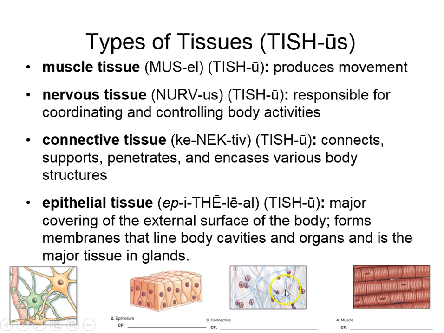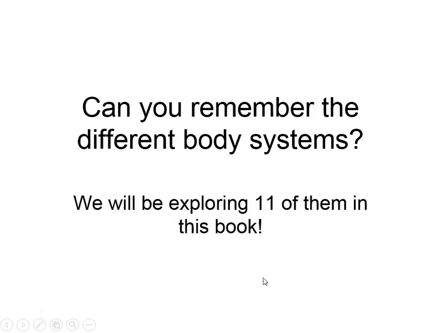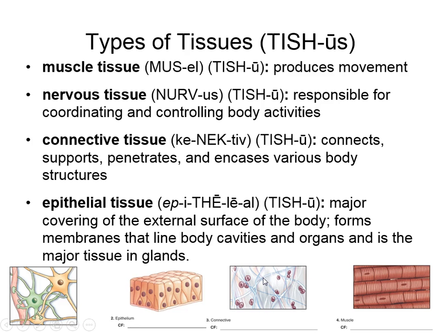Connective tissue is the third pictured here, and that is the structural support for our different body structures. And then the last is epithelial tissue. So this is what we think of as our skin, but it also lines our body cavities and organs and things like that. So those are the 4 main areas we're going to focus on. There will be some medical terms that go with each one of them that we'll get to.